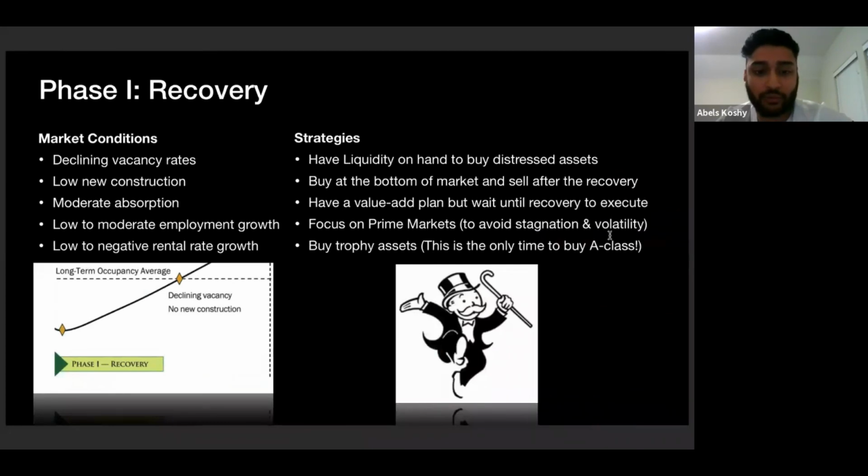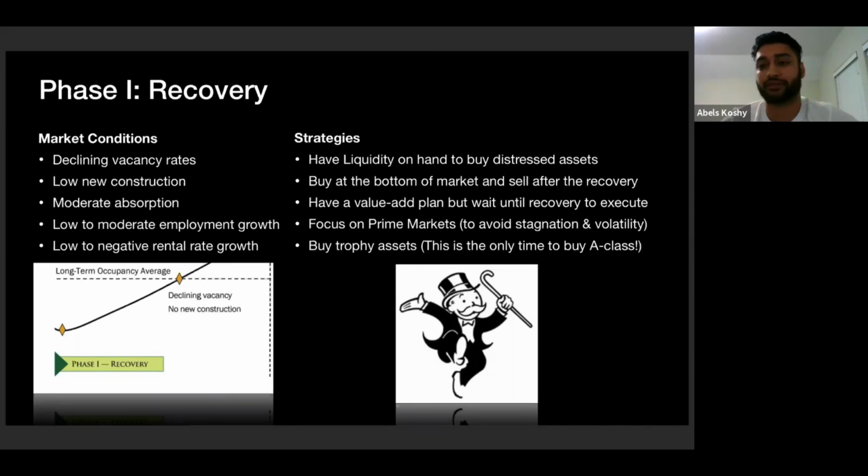And going with the chart that Cody mentioned, we have phase 1, which is recovery. If you think about it, we're going back up from a down cycle. So we have declining vacancy rates. You have very little new construction happening, but you also have the moderate absorption of units. Some of the strategies that we see are having a value add plan, but waiting till the recovery, so focusing on prime markets.